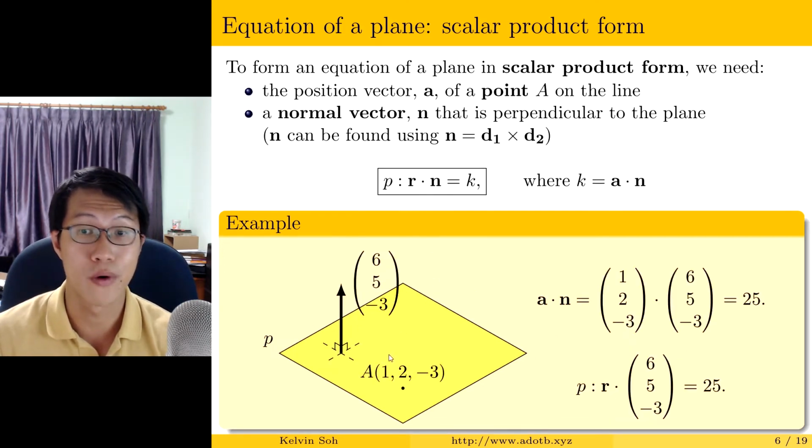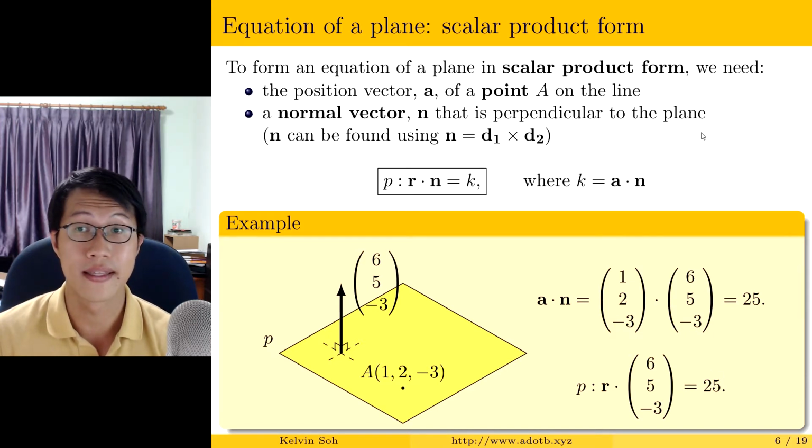For a more simple example, we have a point A, (1, 2, -3), and the normal vector of the plane is given to us, the vector that is perpendicular to the plane, (6, 5, -3). To form the equation of the plane, we need to find the constant k, which is given by a dot n. So we take the point (1, 2, -3) dot the normal vector (6, 5, -3). The dot product gives us 6 plus 10 plus 9, which is 25. So we plug into our equation of a plane, and we have r dot (6, 5, -3) equals 25.